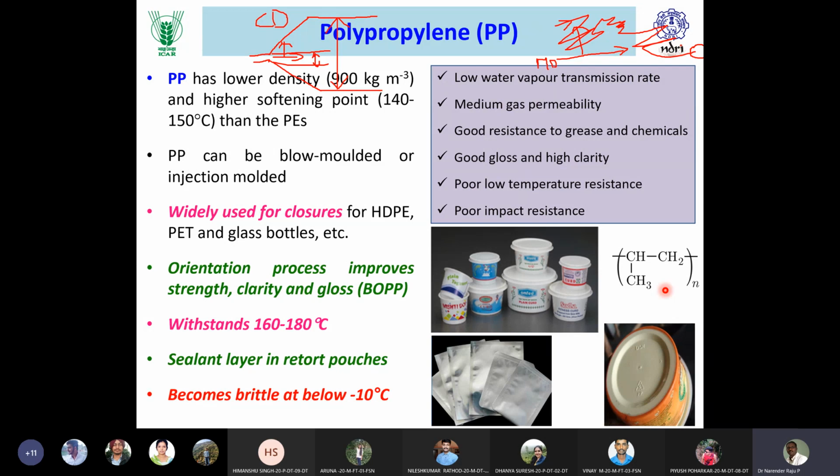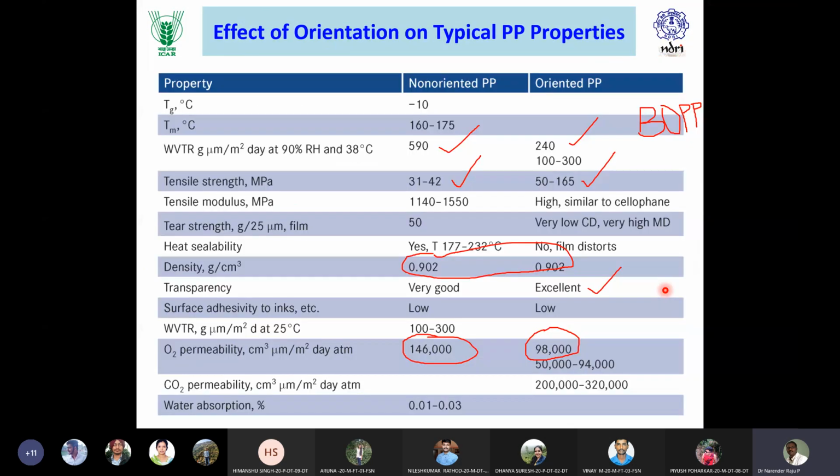Whenever we use stereo specific catalysts, then you can achieve this. And because our interest is not in the manufacturing of these materials, we don't go into the details of the manufacturing aspects, but to give you an idea that they may have different types of polypropylene, and because of the orientation the properties differ.